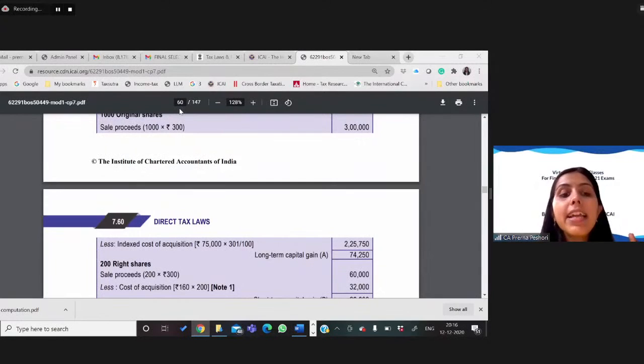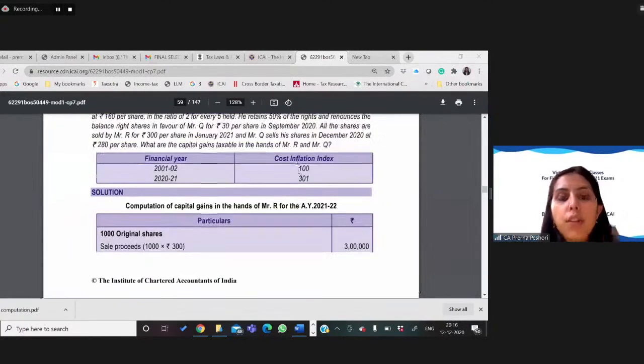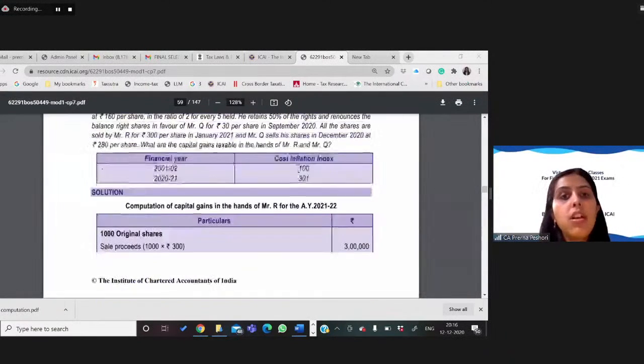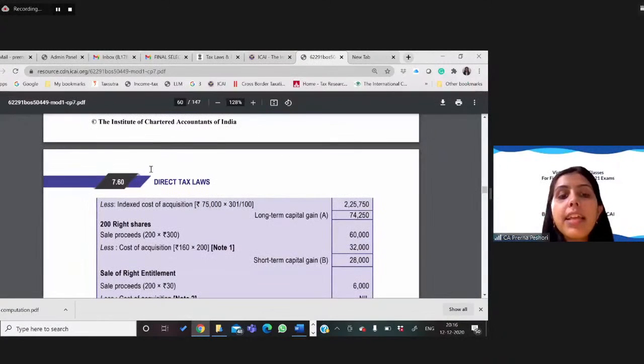Clear? Then 200 right shares which you have received, in the ratio of 2 for every 5 held, and out of that you have retained 50% of the right and the balance are renounced in favor of Mr. Q. So first we are computing for Mr. R. In that case, 200 into 300 you have sold and the cost of acquisition will be 160 into 200 because it is paid at the rate of rupees 160 per share. Is it clear?